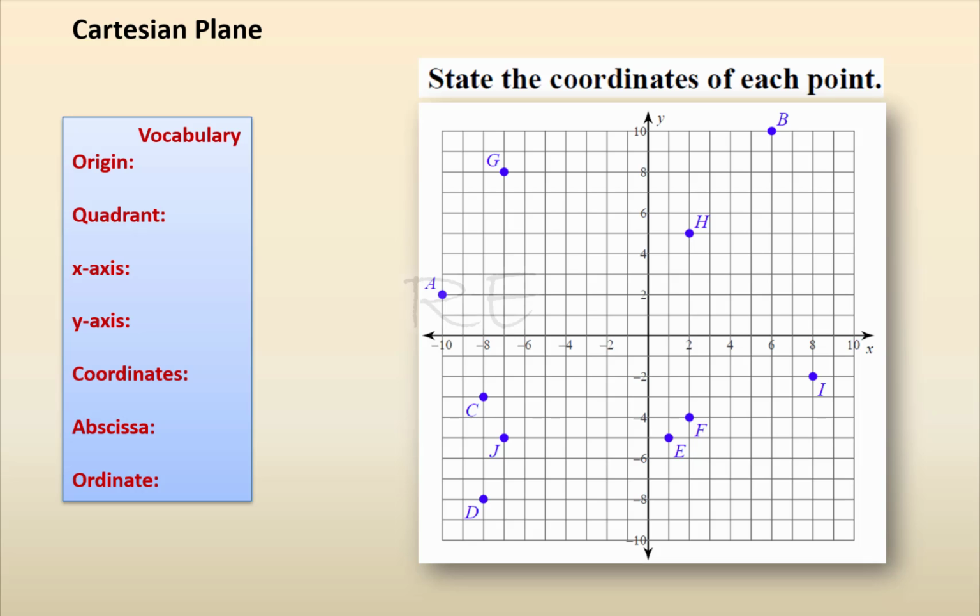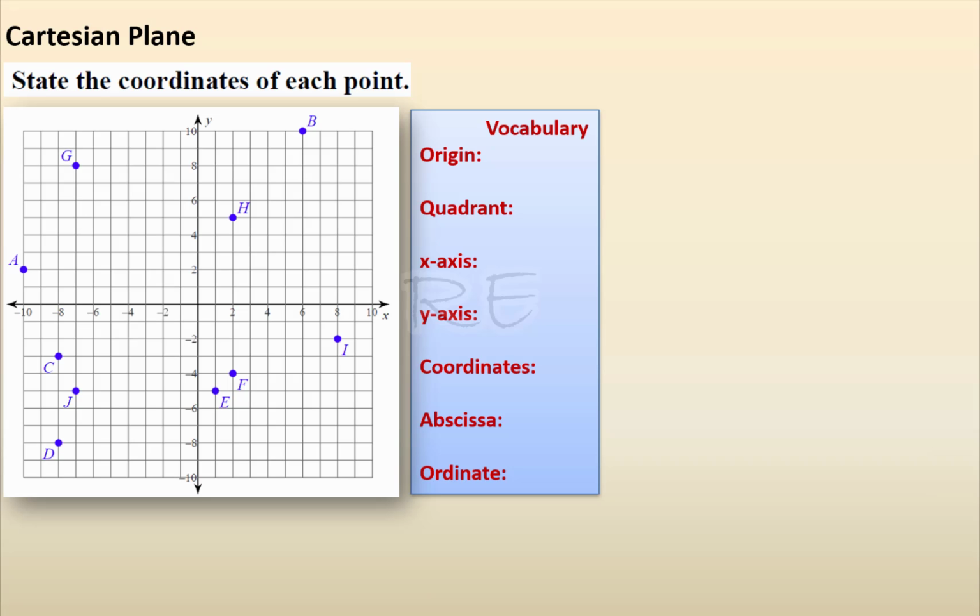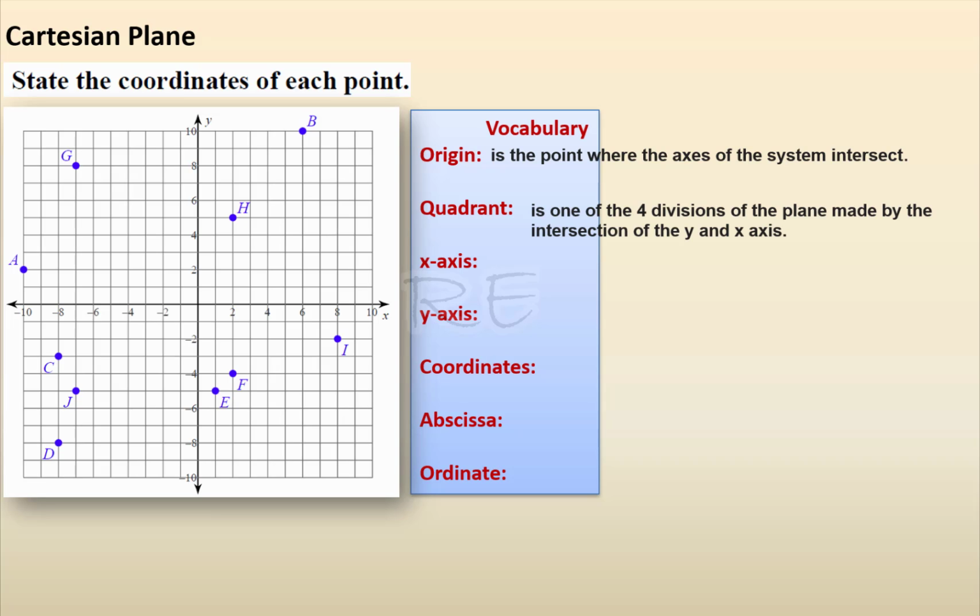We're going to review some keywords to understand the coordinate plane, also called the Cartesian plane. The origin (0, 0) is the point of intersection of the axes. A quadrant is one of the four subdivisions of the plane made by the intersection of the y-axis and the x-axis.